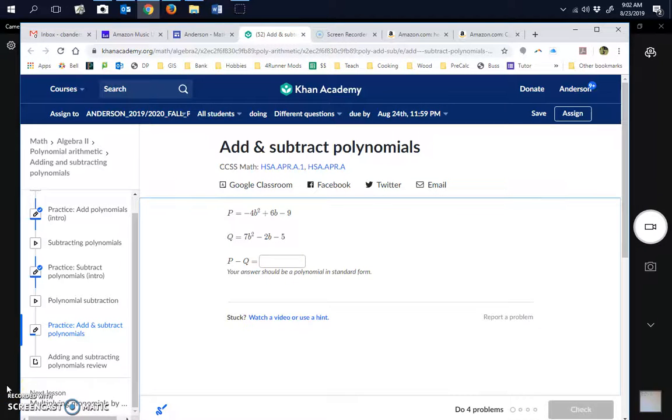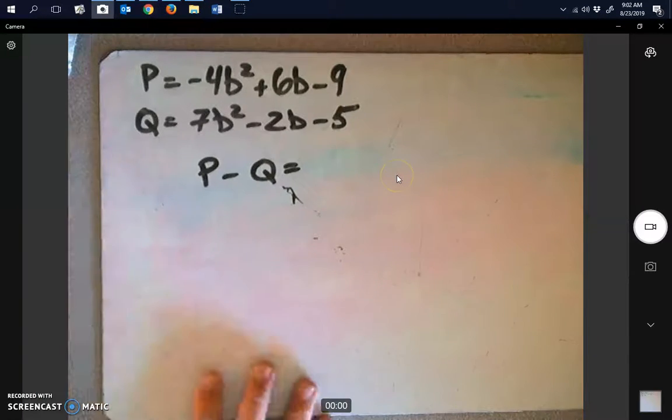Add and subtract polynomials. All right, so now we're going to be doing both adding and subtracting. And they're presenting the problem a little differently here. So they tell you what P equals and what Q equals, and they say P minus Q. So this is trying to kind of throw you off a little bit. It's really not any harder than what we've been working on. So let's look at the problem over here.